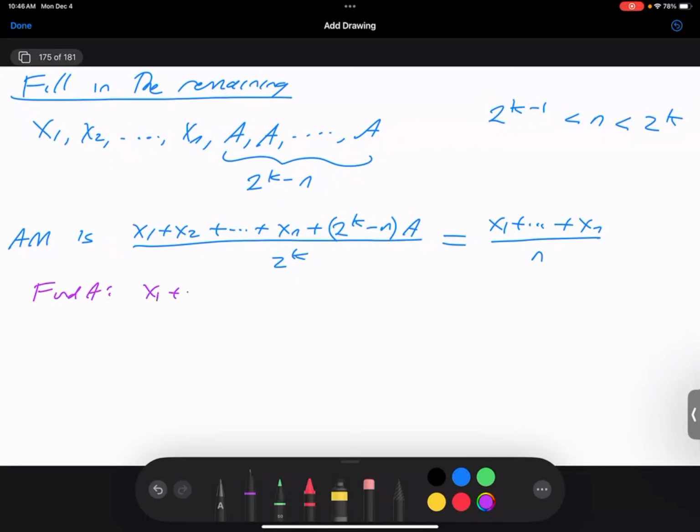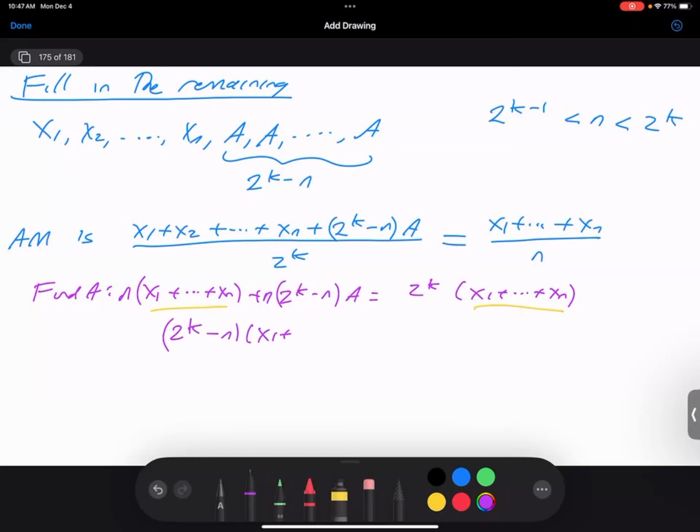So we would get x1 plus xn plus 2 to the k minus n times a equals 2 to the k times (x1 plus xn), and I've got to divide by n, so I'll put n on the other side. Oh, look, notice both sides have a sum of the x's, right? So if I subtract, I get 2 to the k minus n, x1 plus xn equals n times 2 to the k minus n times a.